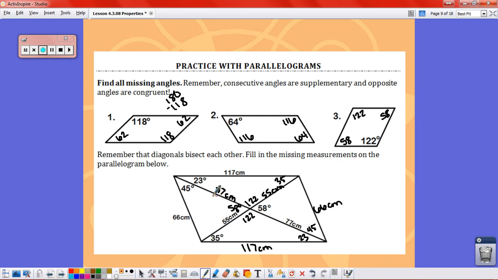You could do this a couple of ways. Add these, and this, and this have to make 180. So add all of these and subtract from 180, or add these two and subtract from 180, which makes sense because 35 and 23 is 58. So 58 and 45 is 103, so that would be 77 degrees, so this would also have to be 77 degrees.